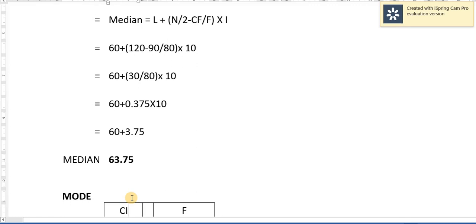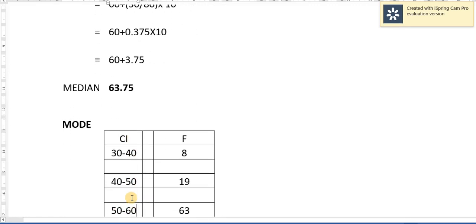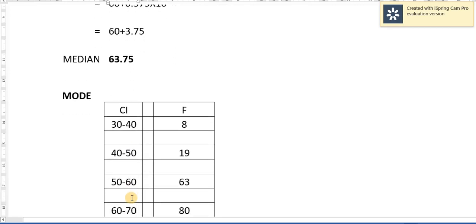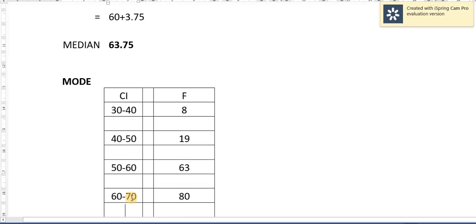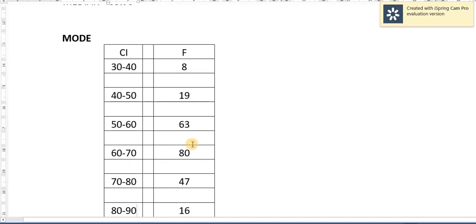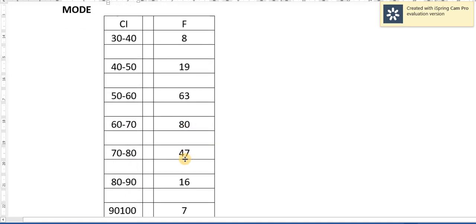That is the median. Let us move to the next one, the mode. The mode is denoted by Z. First and foremost, we have to find the mode. Mode is equal to the maximum frequency. 80 is the maximum frequency, that is what we selected here. This is the maximum frequency.